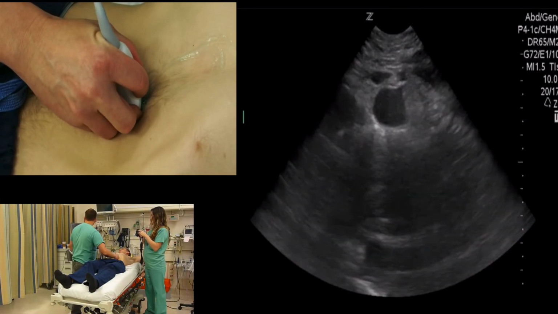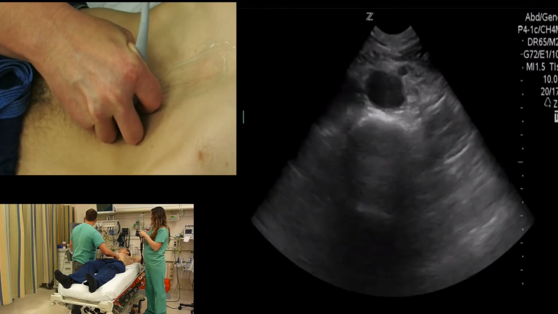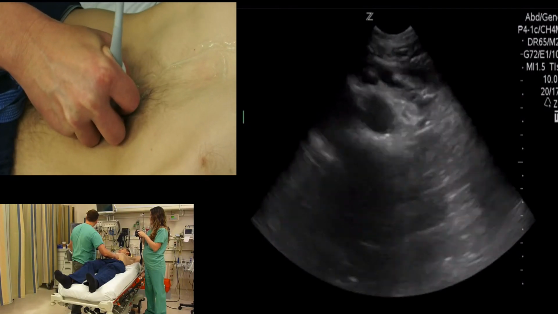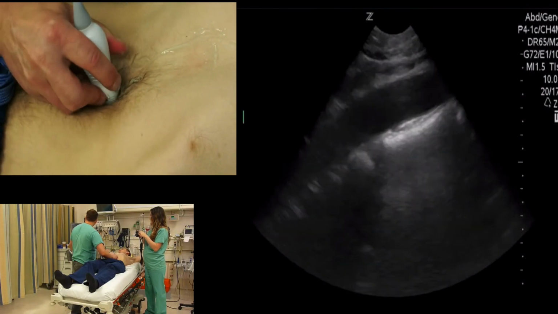see that bifurcation. And here we are at the bifurcation. We see one vessel at the top, and all of a sudden there's two vessels. One vessel, two vessels, as we fan up and down on the patient.